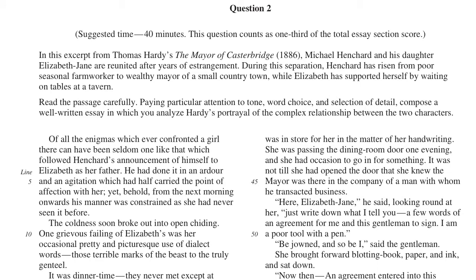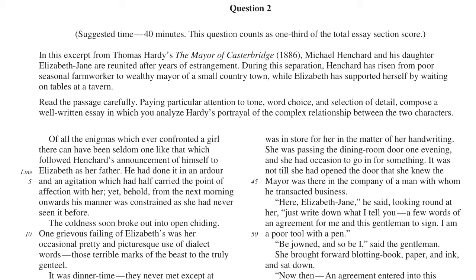So the directions say, in this excerpt from Thomas Hardy's The Mayor of Casterbridge, 1886, Michael Henchard and his daughter Elizabeth Jane are reunited after years of estrangement. During the separation, Henchard has risen from poor seasonal farm worker to wealthy mayor of a small country town, while Elizabeth has supported herself by waiting on tables at a tavern.